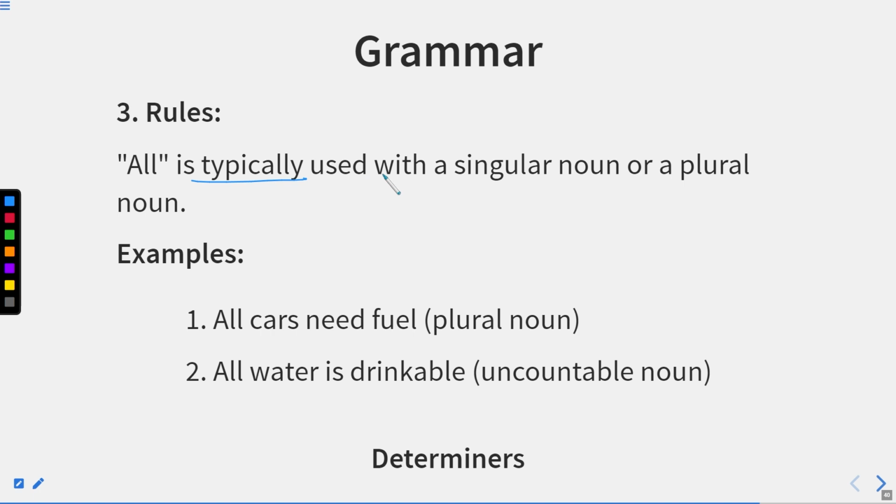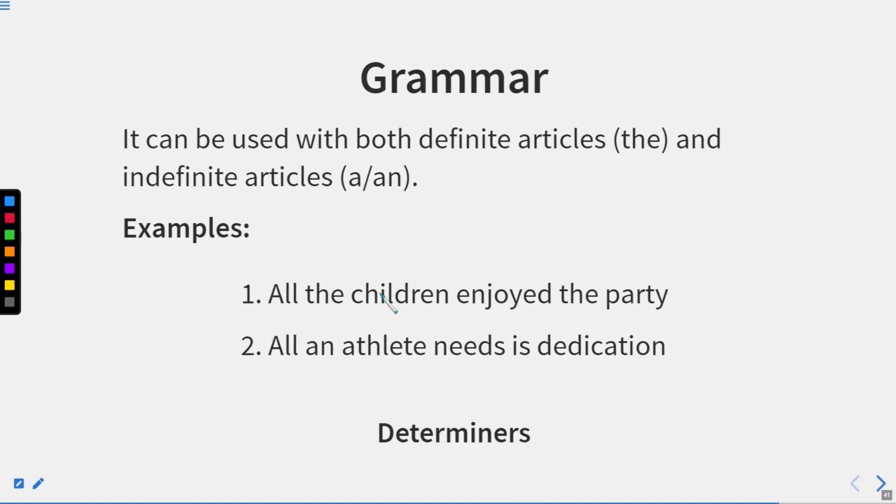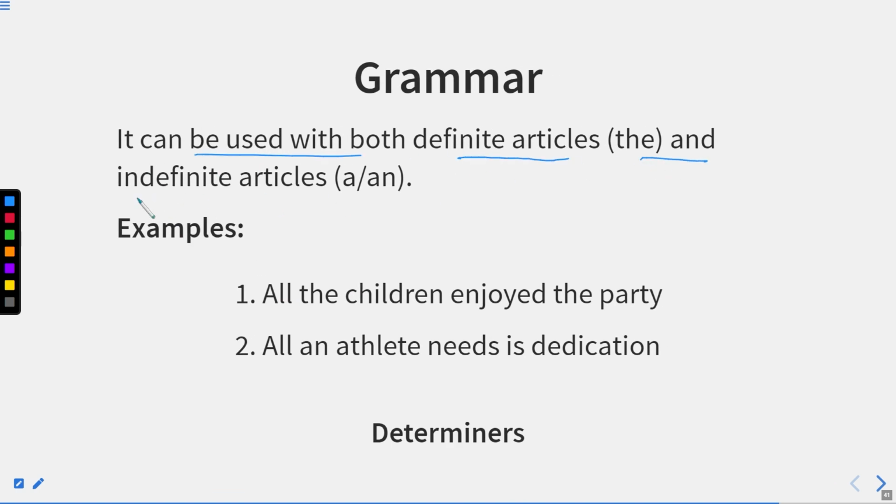Rules: all is typically used with a singular noun or a plural noun. All cars need fuel. All water is drinkable. It means if it is uncountable, it should be singular. If it is countable, it should be plural. It can be used with both definite articles and indefinite articles. All the children enjoyed the party. All an athlete needs is dedication. It means all that an athlete needs is dedication. So this sentence means or refers to this.